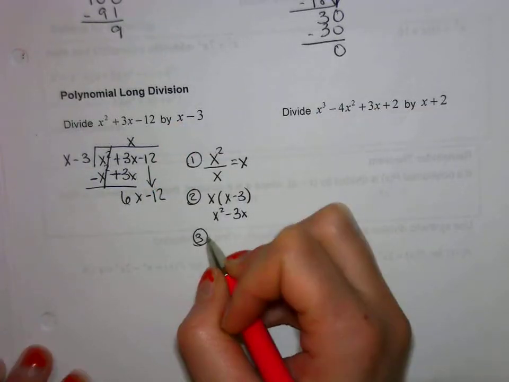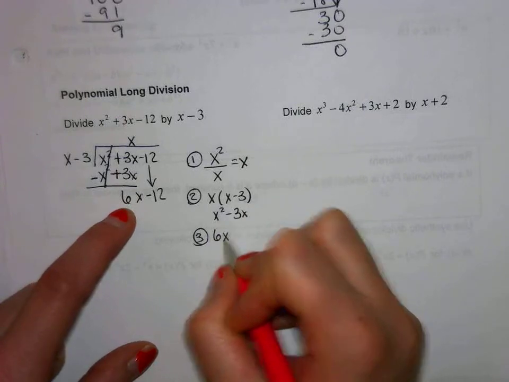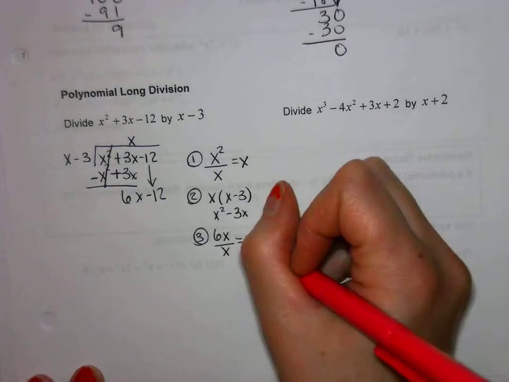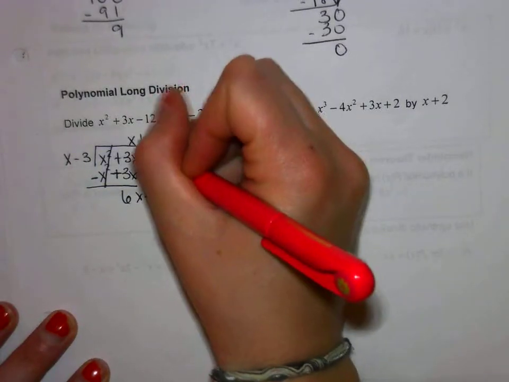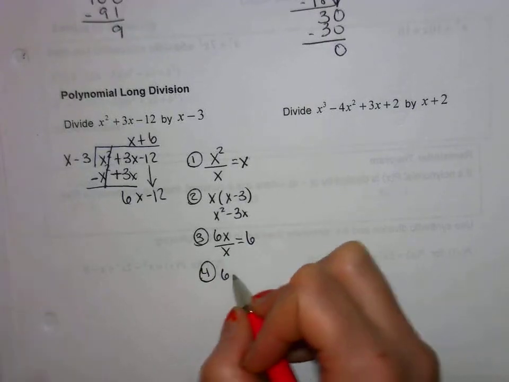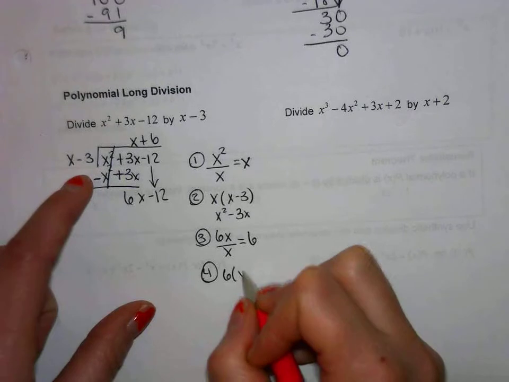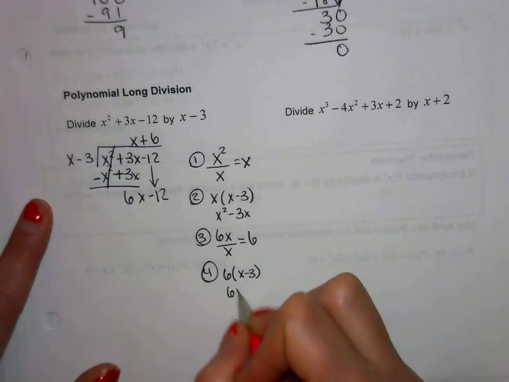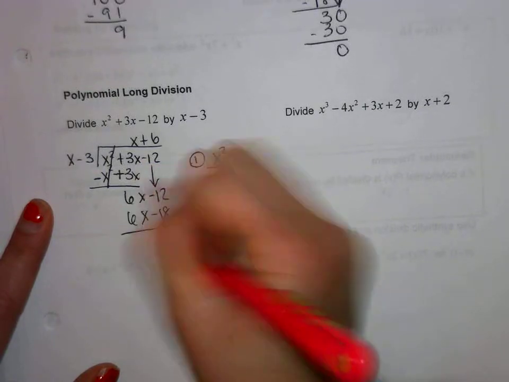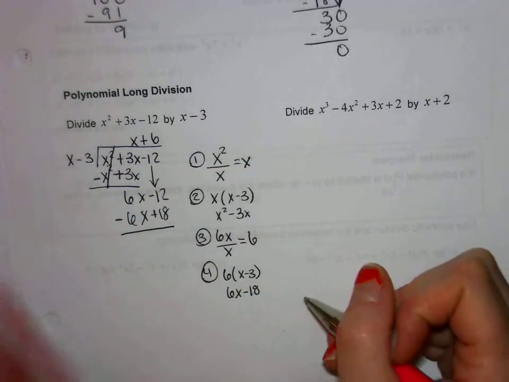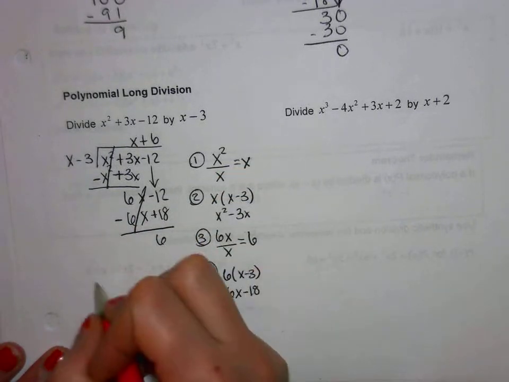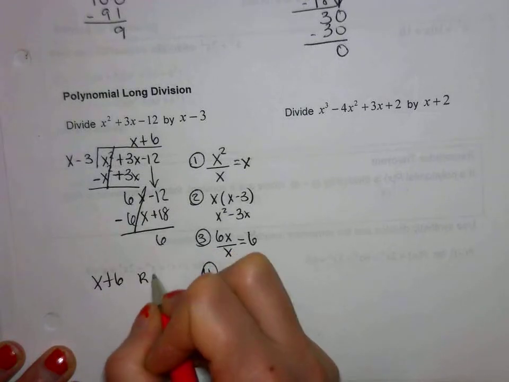So let's start that process over again. Our first term now in our dividend is 6x, divided by the first term in our divisor, which is x. 6x divided by x is 6. So we put our plus 6. Then we multiply 6 times x minus 3. So we get 6x minus 18. Change our signs. 0, negative 12 plus 18 is 6. So we know our quotient is x plus 6 with a remainder of 6.